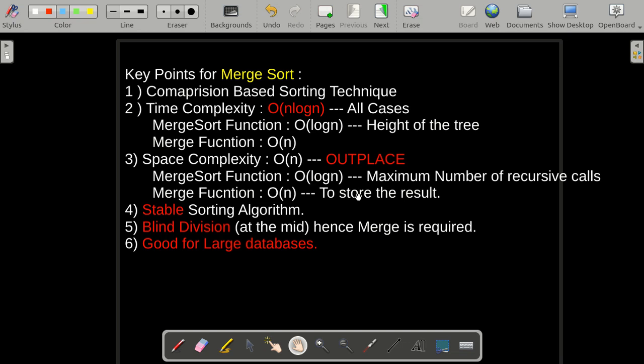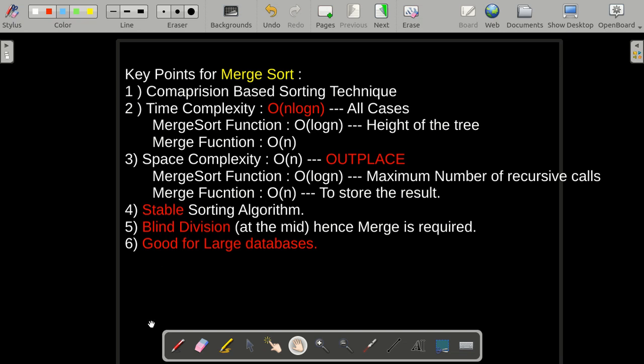Fourth, the merge sort is a stable sorting algorithm, which means that the order of sequence of the same numbers will be the same. For suppose if we have 2 10s, and if I name one 10 as A and another 10 as B, the order of these A and B will be the same even after sorting.